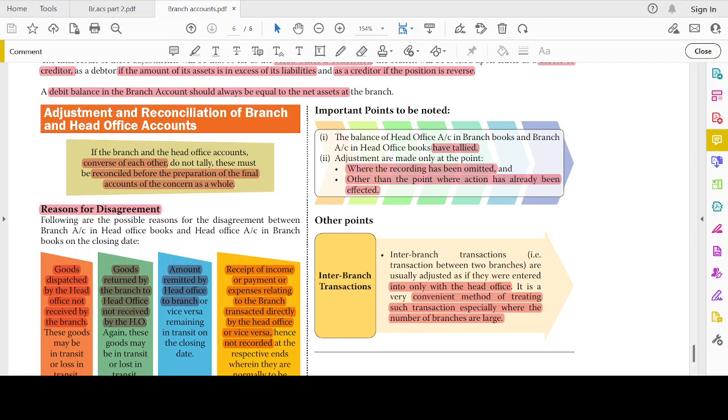And we also discussed the other points, right? Like adjustments are made only at the point where the recording has been omitted, and the other point where action has already been effected. Now we are going to discuss the other points.